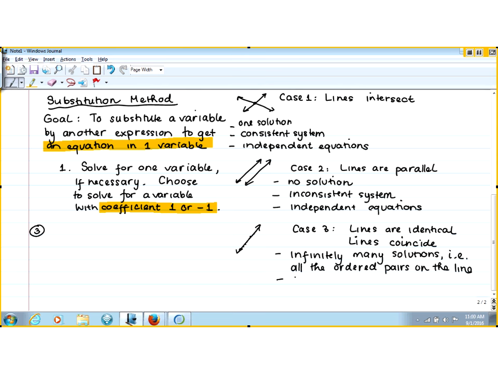System? Consistent? Okay, because it has at least 1 solution, that's why it is consistent. Okay, what about equations? How many graphs do I have? Only 1, so we call it dependent equations. All right.